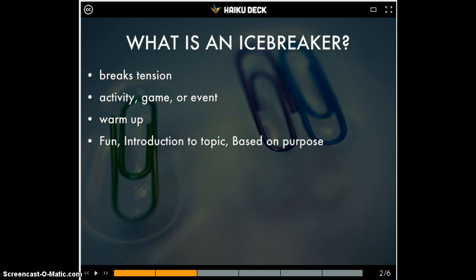An icebreaker can be an activity, it could be a game, or even an event. An icebreaker could also be a warm-up to a group or to an activity that's going to follow. Finally, an icebreaker can be fun. It can be an introduction to a topic. For example, you could have an icebreaker introduce a lesson objective or content for a lesson for the upcoming week. And finally, it can be based on a purpose. So a purpose would be like why we're calling this meeting or what is the objective of this group coming together.